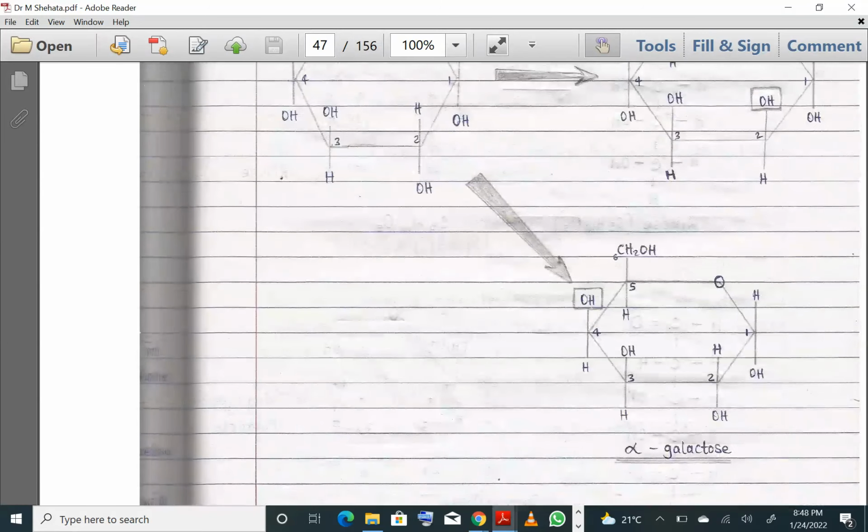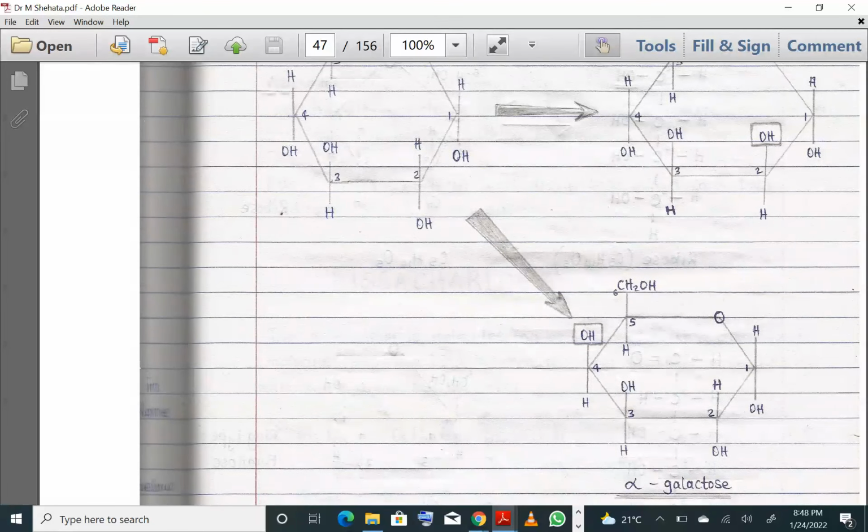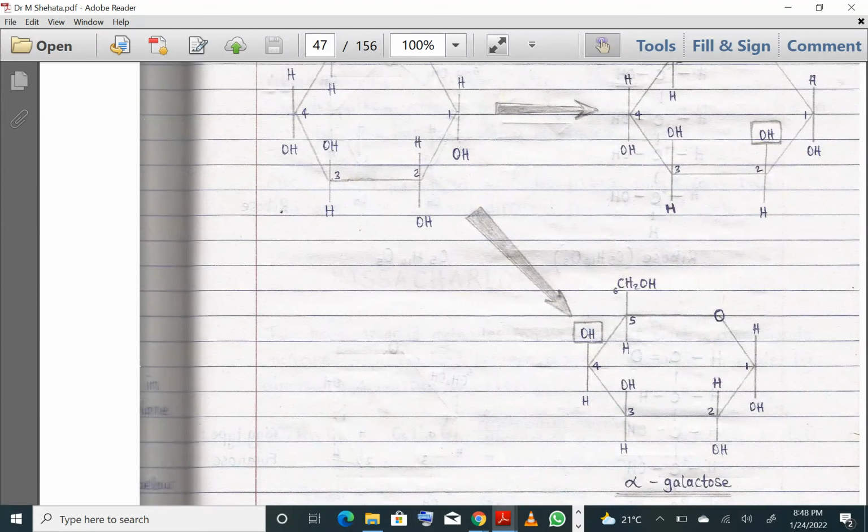Then when we look at how galactose is formed, again these are alpha because remember on carbon 1 the hydroxyl is below the ring. Galactose is an epimer of glucose at which point? At carbon 4. Look at glucose on the top left. The hydroxyl group is below the ring, whereas on galactose it's above the ring. So you see that epimerization has occurred at carbon 4.